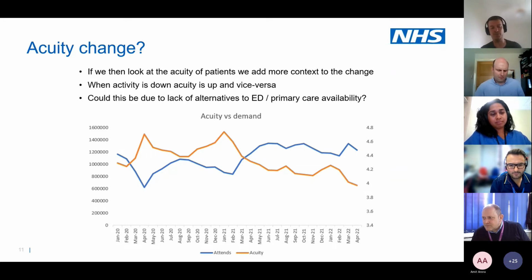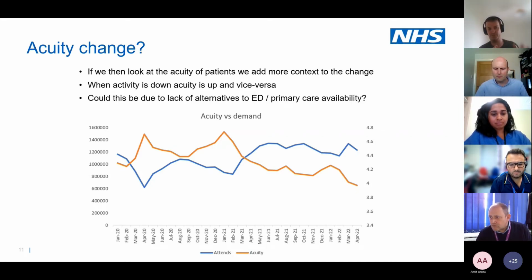And the interesting one for me was, particularly if we have a look at the blue line, which is attendances. So around about the April-May position, we saw that decline in A&E attendances, but the acuity of the patients increased. And it absolutely stands to reason that your hypothesis would be, well, why do we see a decline in patients that come through our front door? Well, it's because people weren't leaving the house. So actually, the only people that would go to the emergency department are the more acutely unwell people.